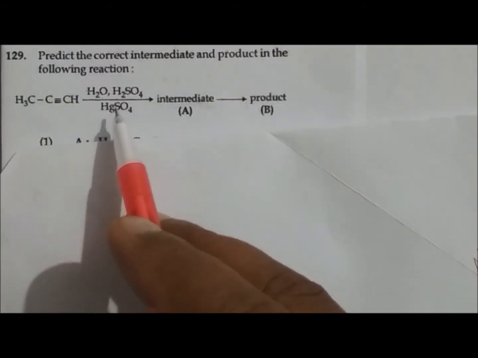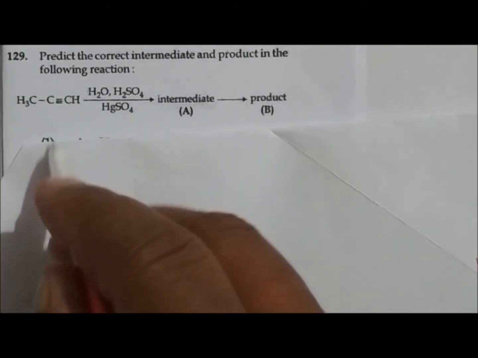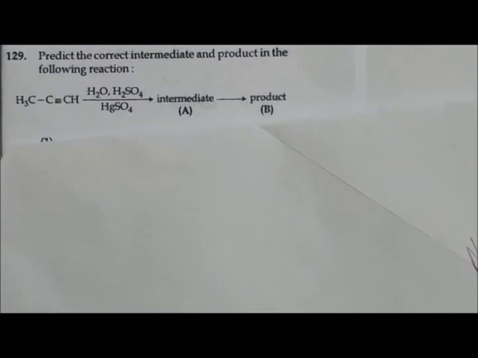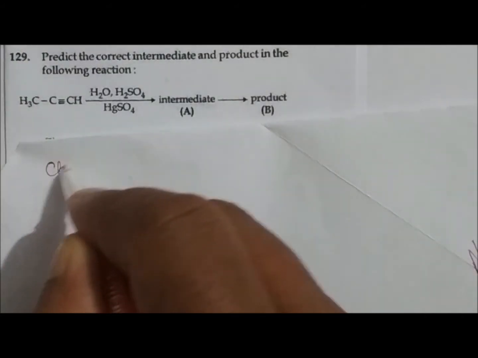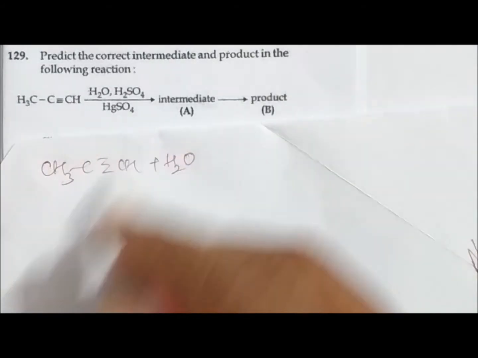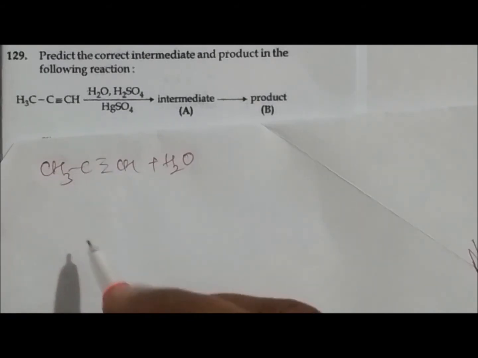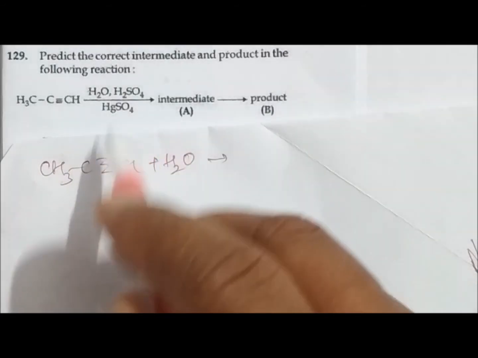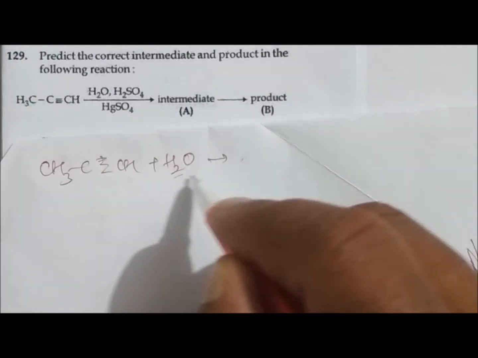Predict the correct intermediate and product in the following reaction. This is propyne, not propylene, and propyne is reacting with water. So it will be the hydration of propyne. It will undergo rearrangement. So CH3, C triple bond CH, and they will follow the Markovnikov rule. We are using the Markovnikov rule because in the presence of mercury as a catalyst, this pi bond is broken and water adds according to the Markovnikov rule.